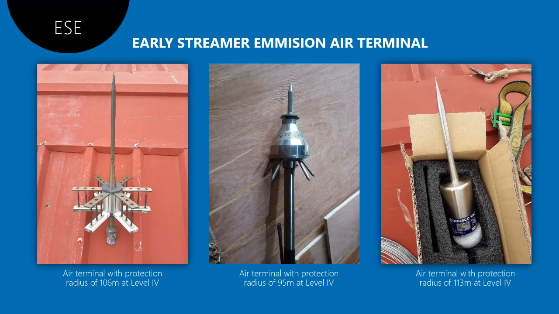I have here some of the air terminal and ESE types which I use and found on site. From the left, the first one is an air terminal with a protection radius of 106 meters at level 4 protection. The second image in the middle is an air terminal with a protection radius of 95 meters at the same level, and the next one is an air terminal with a protection radius of 113 meters at level 4 protection. This is just to give you an idea of what an ESE looks like.